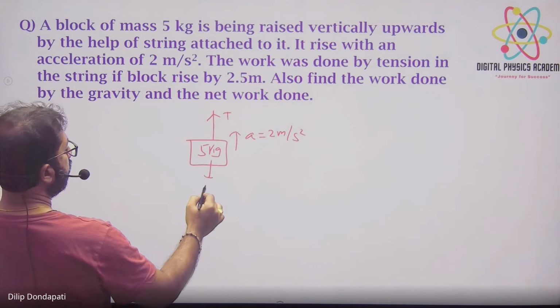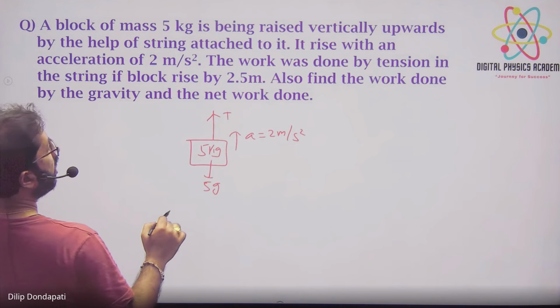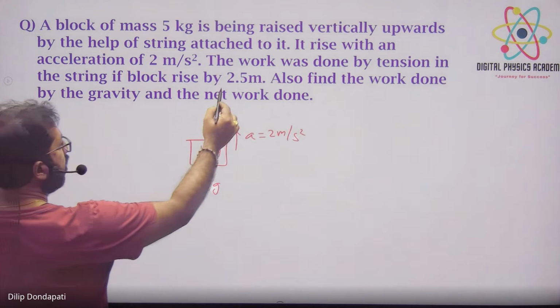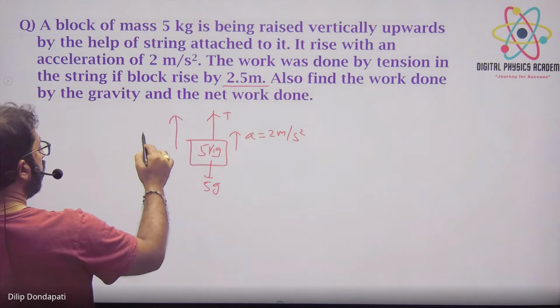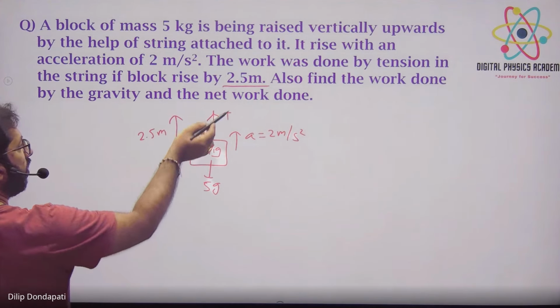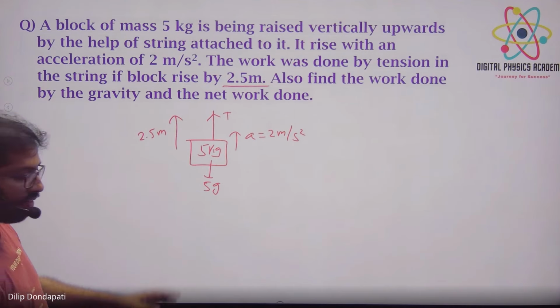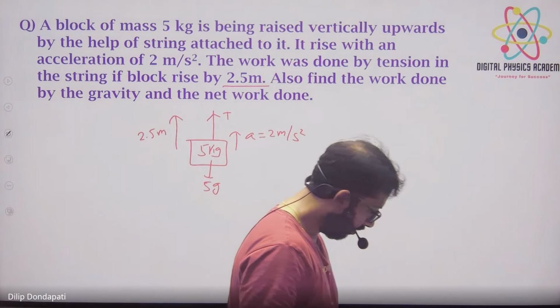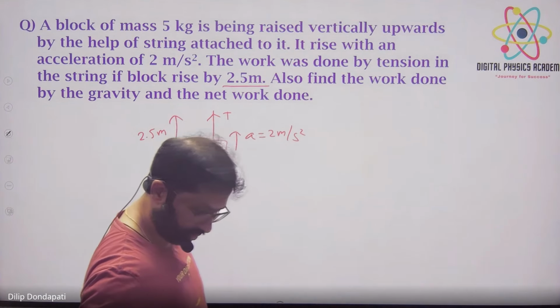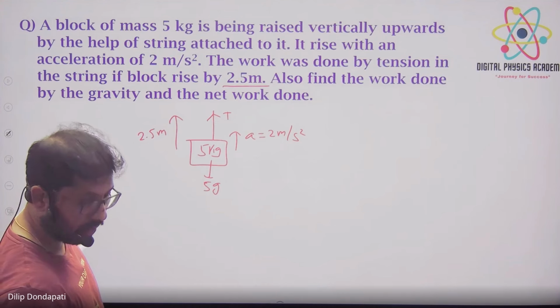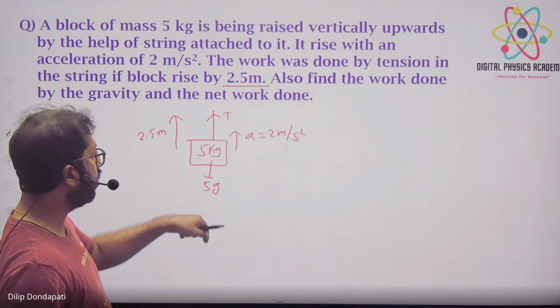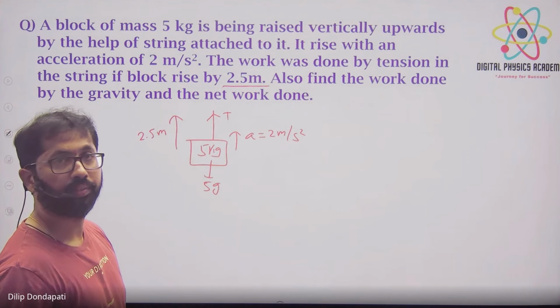By gravity, will the force be mg? Downwards it is mg, 5g. The work done by the tension force in the string to raise it 2.5 meters: how much work is done by tension, and how much work is done by gravity? So how do you find work done by gravity? The force is downwards, the displacement is upwards, so it is minus, right? It will come negative.